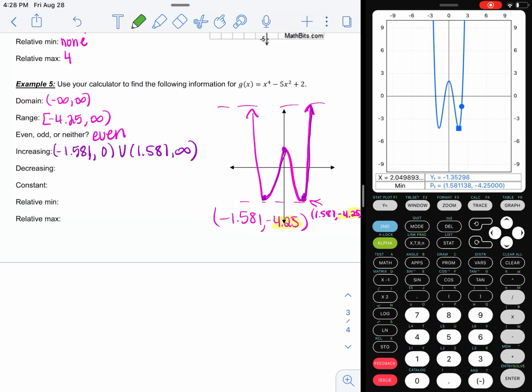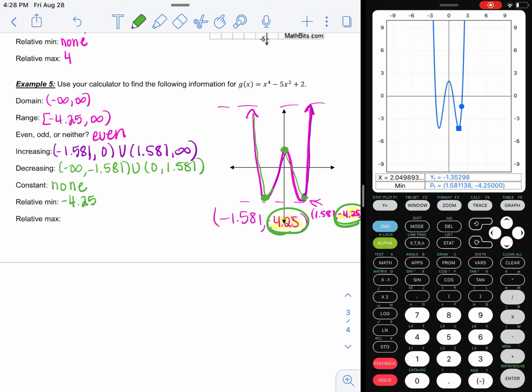Where is it decreasing? It's decreasing here and here. So from negative infinity to negative 1.581, and then from 0 to 1.581. Constants, there aren't any. Relative minima, there's two here and here. You take the y values and it's exactly the same, so negative 4.25.